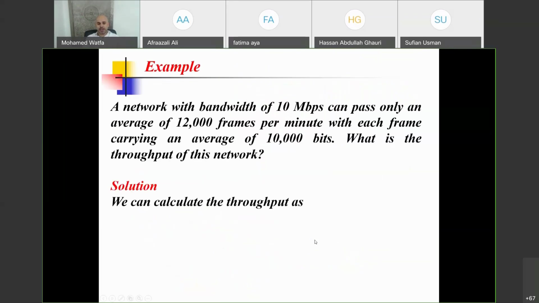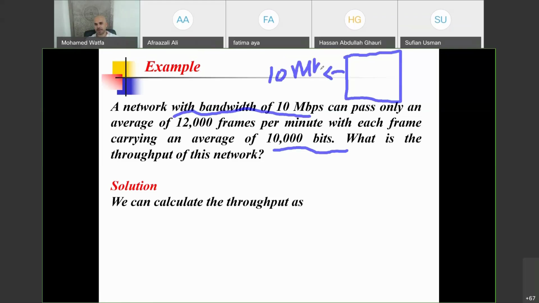Okay, so a network with bandwidth of, let's do this, 10 megabit per second. We're going to do some calculation. Get ready. Then I'll take a break and do the last part of today's lecture. A network with bandwidth of 10 megabit per second can pass only an average of 12,000 frames per minute, with each frame carrying an average of 10,000 bits. What is the throughput? So what's the window, guys? How much? 10 megabits per second.